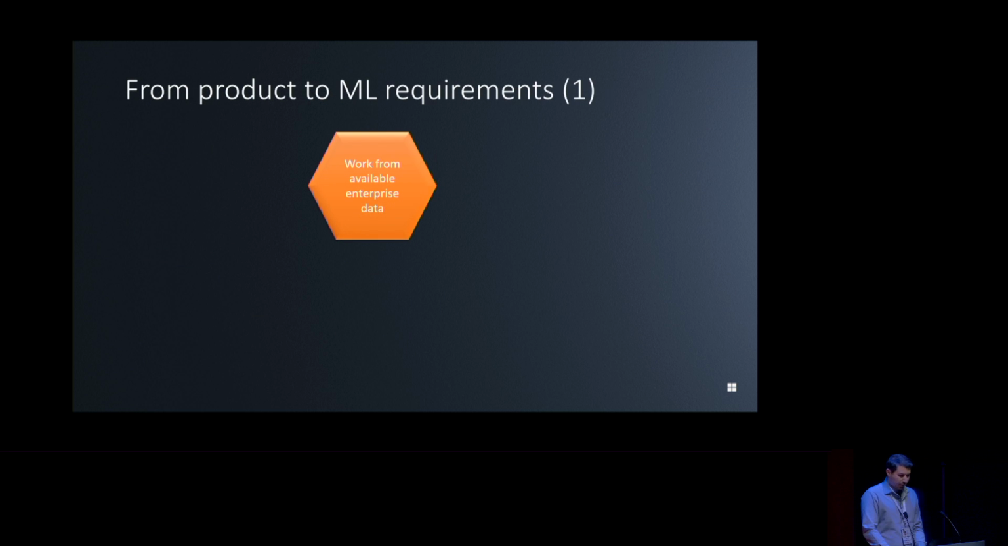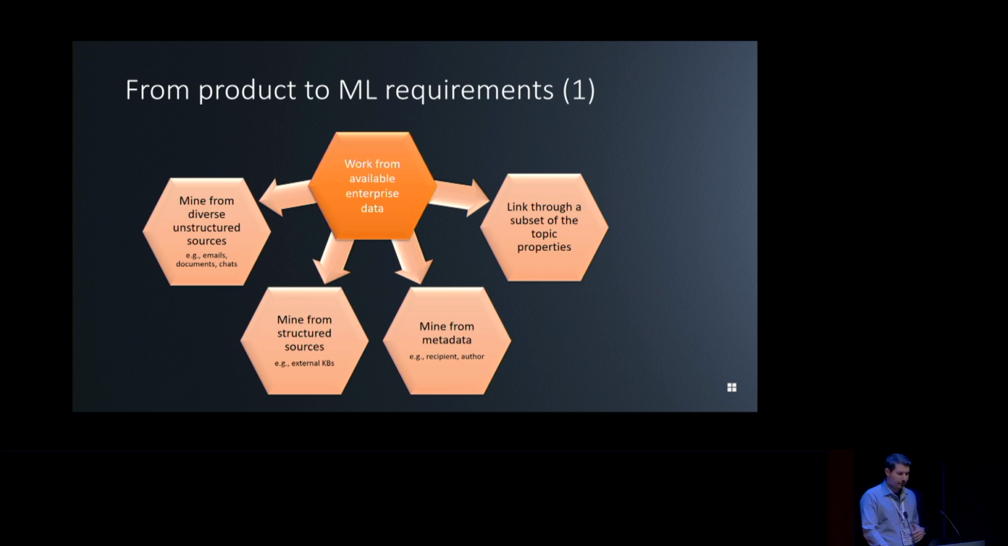Now, the first one was about working from the available enterprise data. Now, this data is actually very diverse. So you have all of the unstructured sources, which are themselves very diverse. So you've got emails, documents, chats, and so on. You have to be able to mine from that. Then you have all of the structured sources. Examples here include external knowledge bases or ones that the enterprise have already built themselves. You have to be able to include these in the enterprise knowledge base that we build.